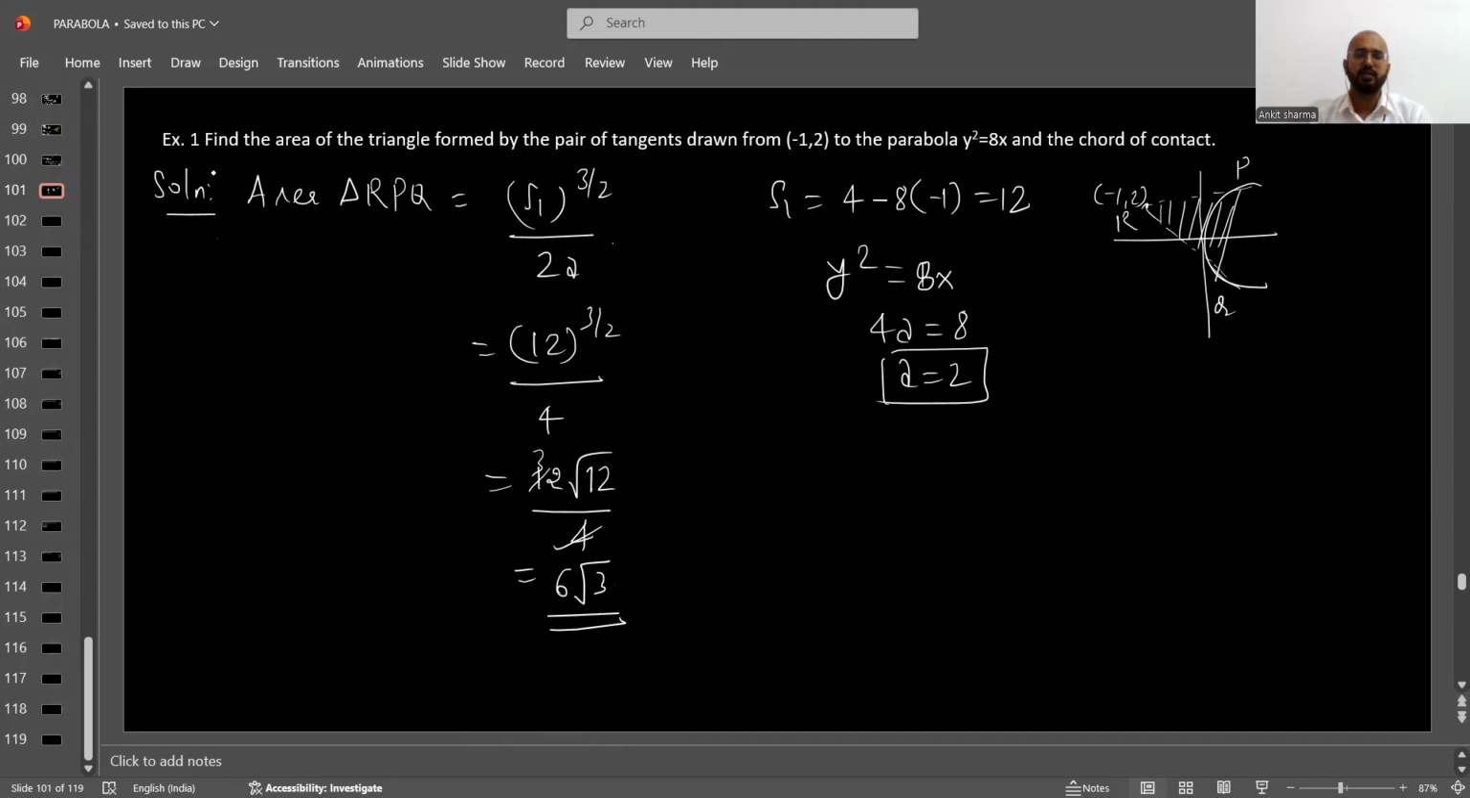So this is the area of the triangle formed by the pair of tangents drawn from this point to the parabola and the chord of contact. Moving to the next.